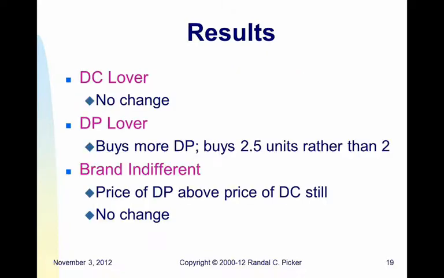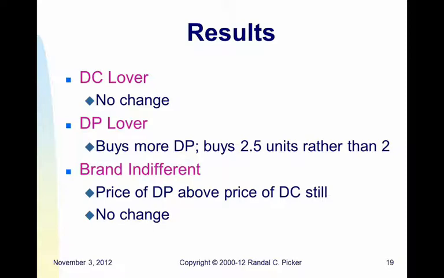All right, well, what happens here? Well, for a Diet Coke lover, of course, a drop in the price of Diet Pepsi is completely irrelevant. That was where we were by construction. So there's no change there. For the Diet Pepsi lover, now we've gone from a price of 5 to a price of 4. That means that my $10 budget for soda, I can now buy 2.5 units rather than the 2 units, and so consumption of Diet Pepsi by the Diet Pepsi lover will go up as we forecast.